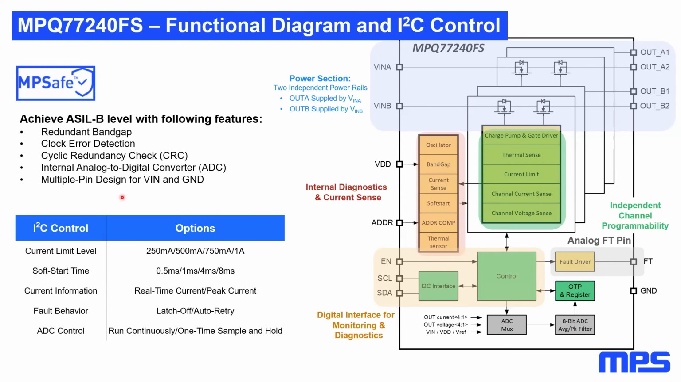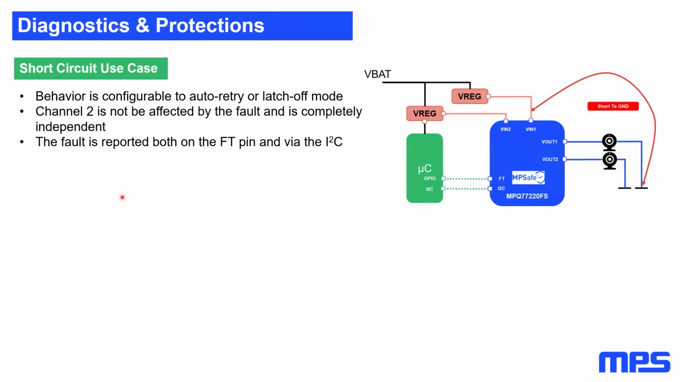Let's see how we can make use of all these functions by exploring different use cases. First one I would like to go through is the most common one, which is the short circuit use case. Here we have two cameras, for example, in the front, connected to the same camera switch and supplied by two independent VIN. Now we have a short circuit between VIN1 and the ground. What's going to happen? We're going to lose this output for sure.